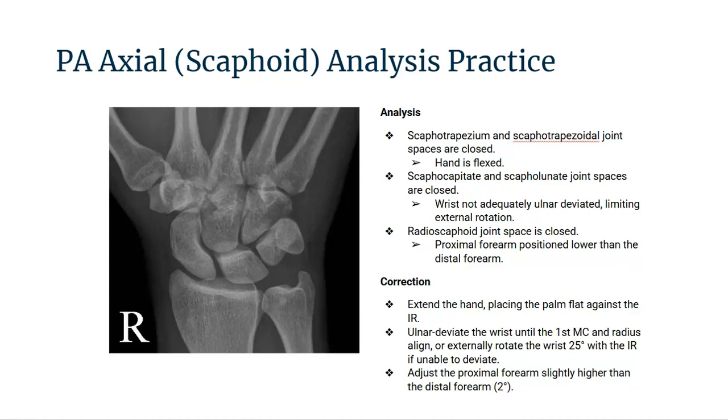So how do we fix this? Well, first we want to extend the hand fully and place the palm flat against the IR. This will open up those joint spaces that are currently closed due to that flexion. Next, we need to ulnar deviate the wrist so that the first metacarpal and radius are aligned. If the patient is unable to achieve full ulnar deviation, you can externally rotate that wrist by up to 25 degrees instead to achieve that same result. Lastly, don't forget to slightly adjust the proximal forearm to be about 2 degrees higher than the distal forearm to correct that alignment. Making these changes will provide you with much more open scaphoid joint space surrounding it.